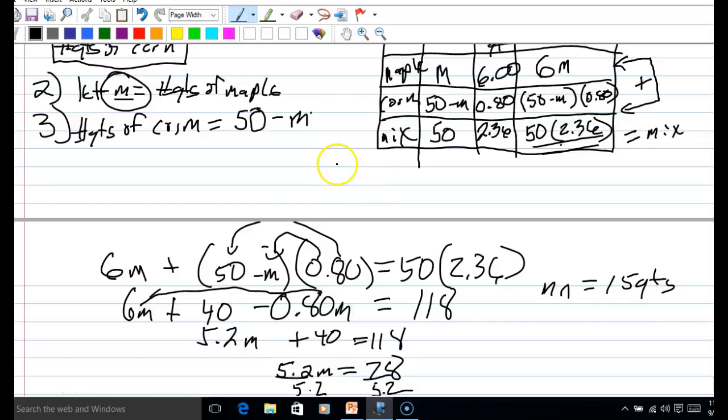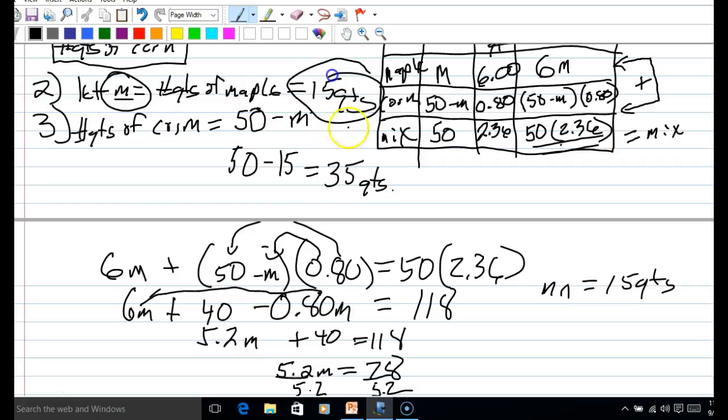So that means I use 15 quarts of maple syrup. Now I want to know how many quarts of each component I use. So to find the number of quarts of corn syrup that I used is equal to 50 minus M, which is 50 minus 15, which is equal to 35 quarts. So I use 15 quarts of maple syrup and 35 quarts of corn syrup.